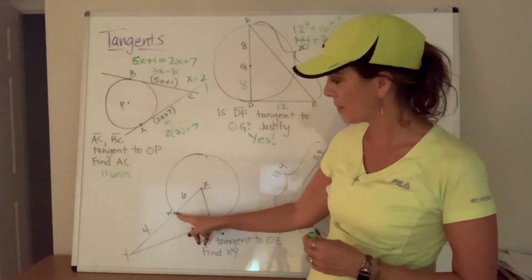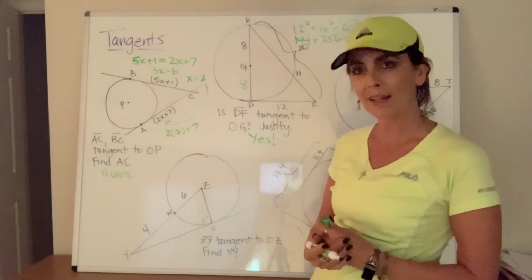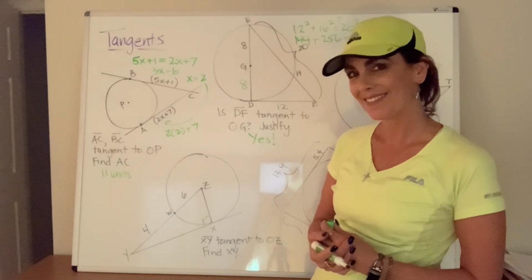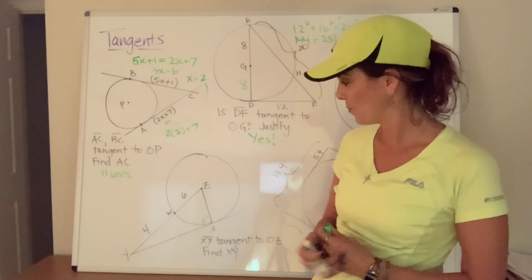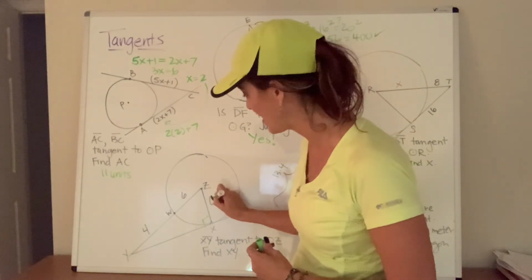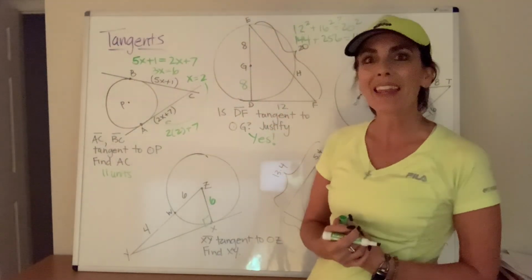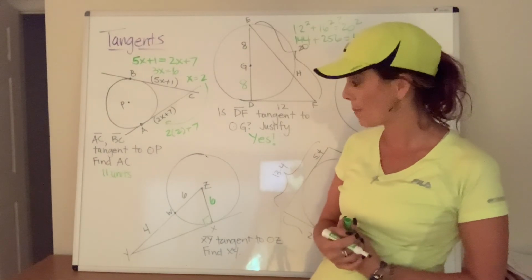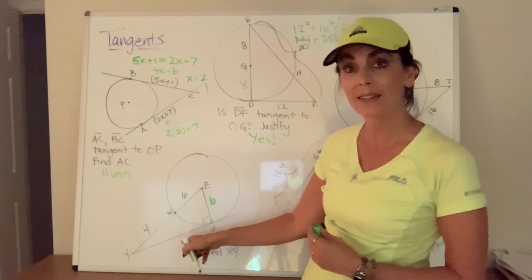But what do we know about WZ? What would you classify WZ as? Hopefully you would say a radius, which is the same as XZ. So we can actually say that this is also a radius. And now I can go ahead and use my Pythagorean theorem to find out what this is.